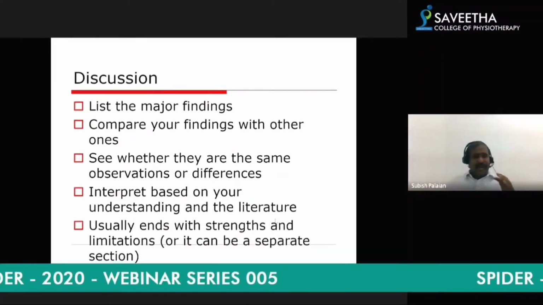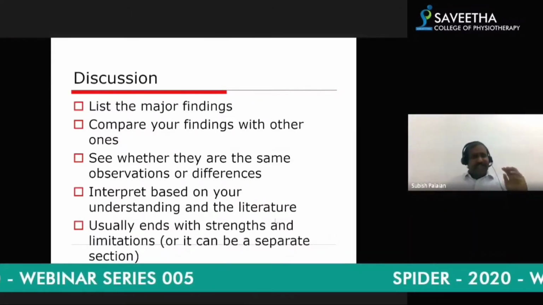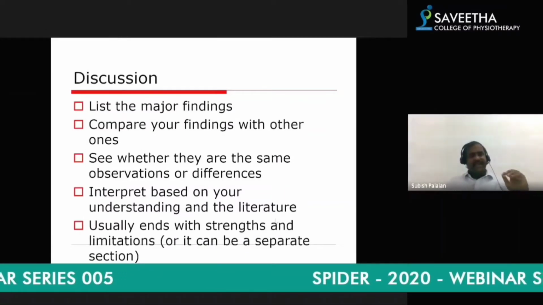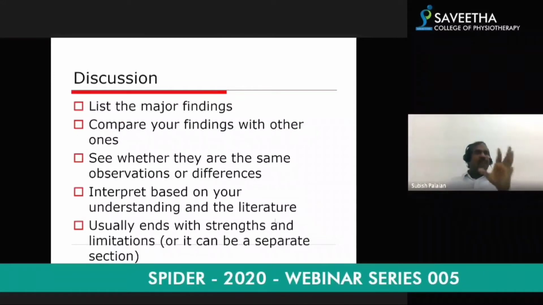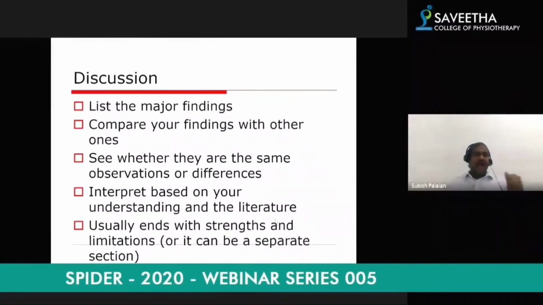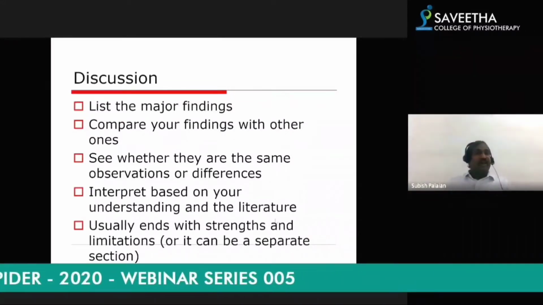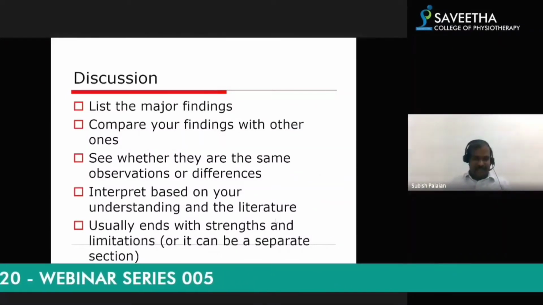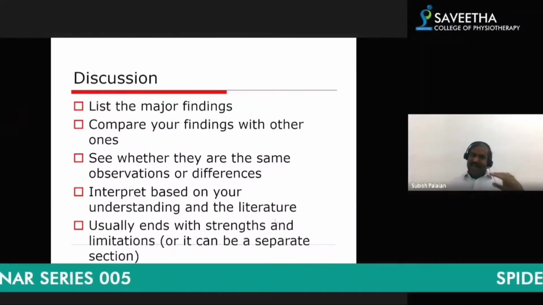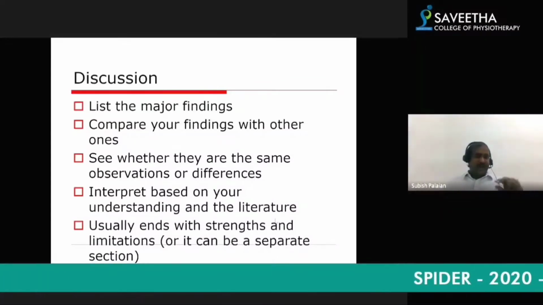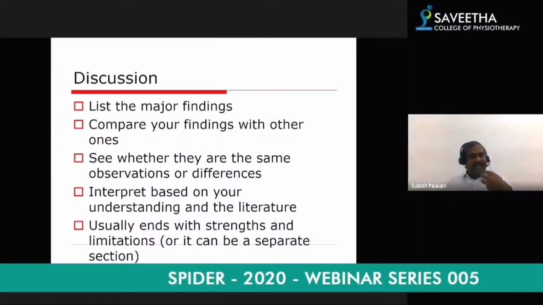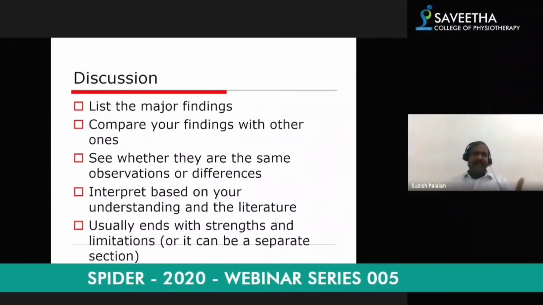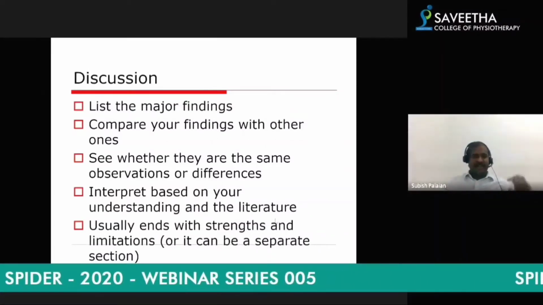So I did my research. I have results. From the results, I identify 8 or 10 important observations. Okay, in my research, I found women to have more back pain. That is my first observation. I found diclofenac is not as effective as the physiotherapy technique. That is number 2. Like that, I have some 8 or 10 observations. Now I take my first observation and compare it with the existing literature, and I see whether my finding is the same as others or different, and then based on my understanding, I interpret. That is for the first observation.